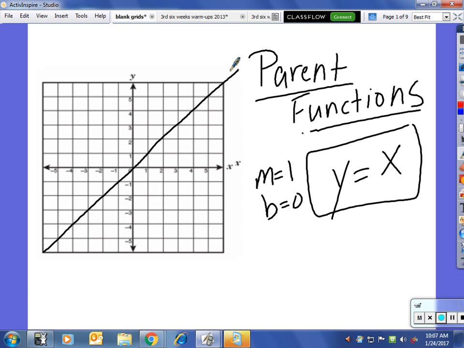Oh my gosh, I'm getting so good at drawing lines. There's the y equals x. It's not bad.